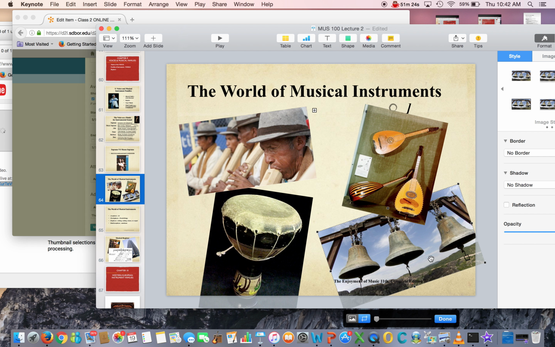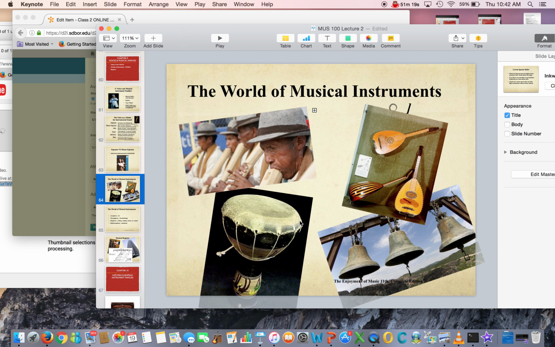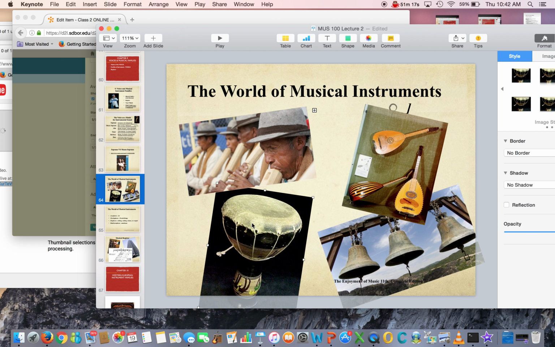We have idiophones, these bells down here. You strike or rub metal. That's an idiophone. And a membranophone is this drum. It's called a membranophone because it's made from a membrane, which means a skin, an animal hide.